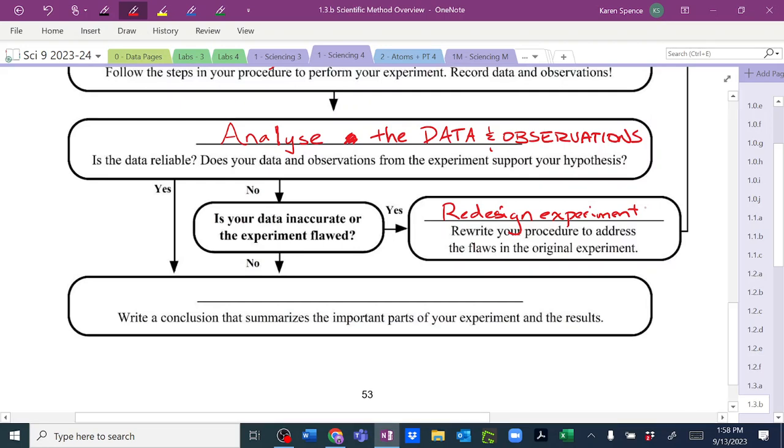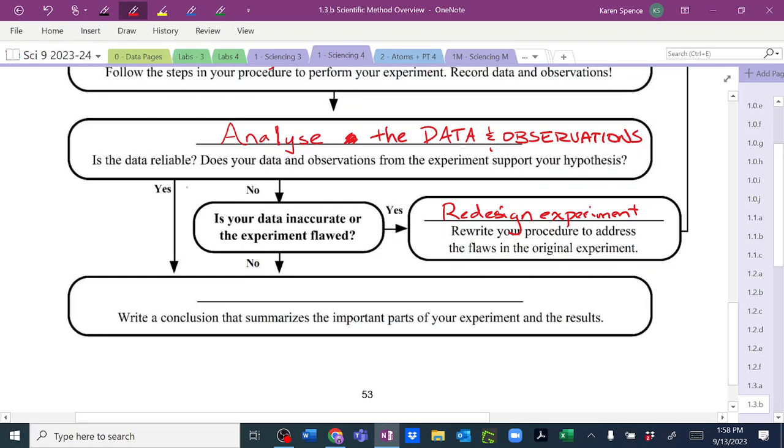What if the experiment did not support your hypothesis, but all your data was good data? Is that okay? Absolutely. You have learned something. You've learned that that hypothesis was not the correct hypothesis. And that's perfectly good for the result of an experiment, is to disprove a hypothesis.